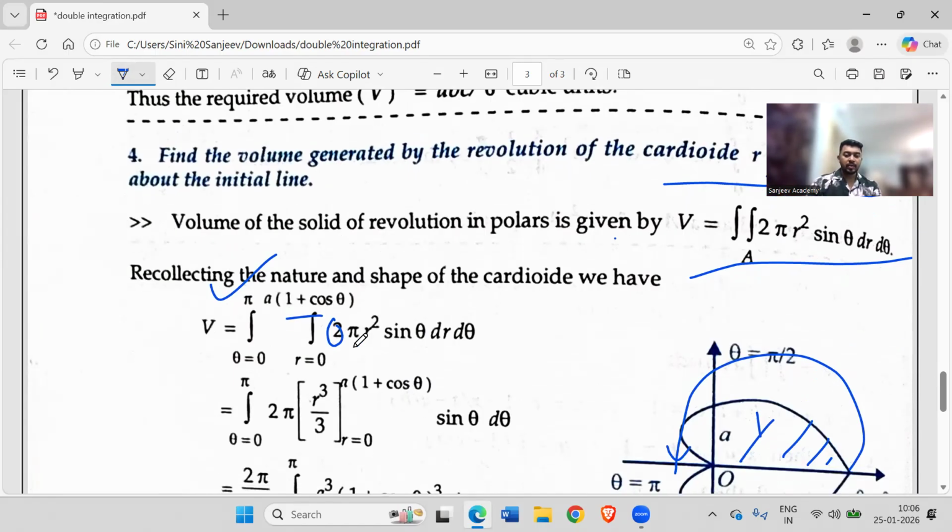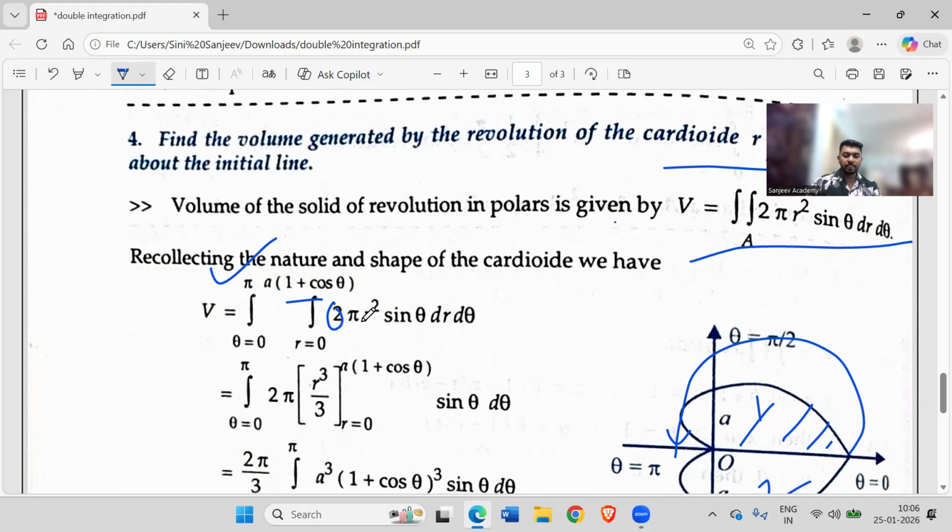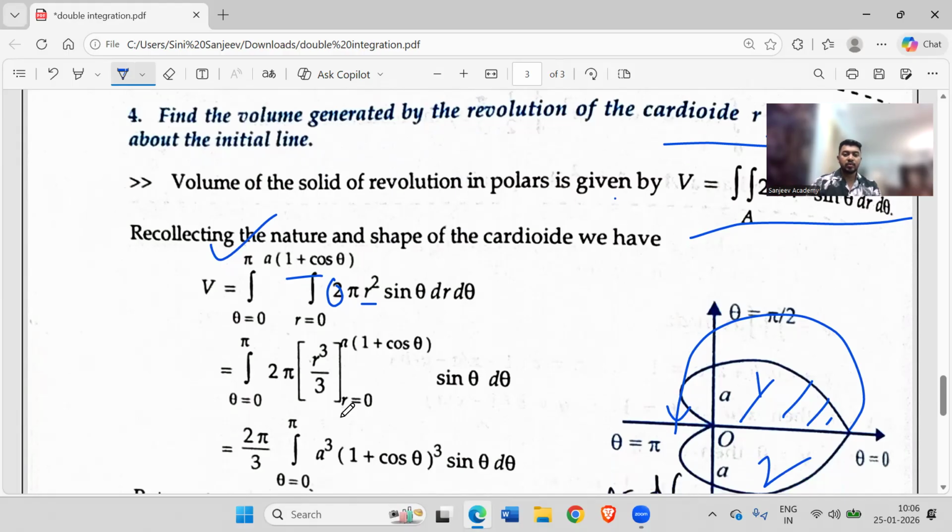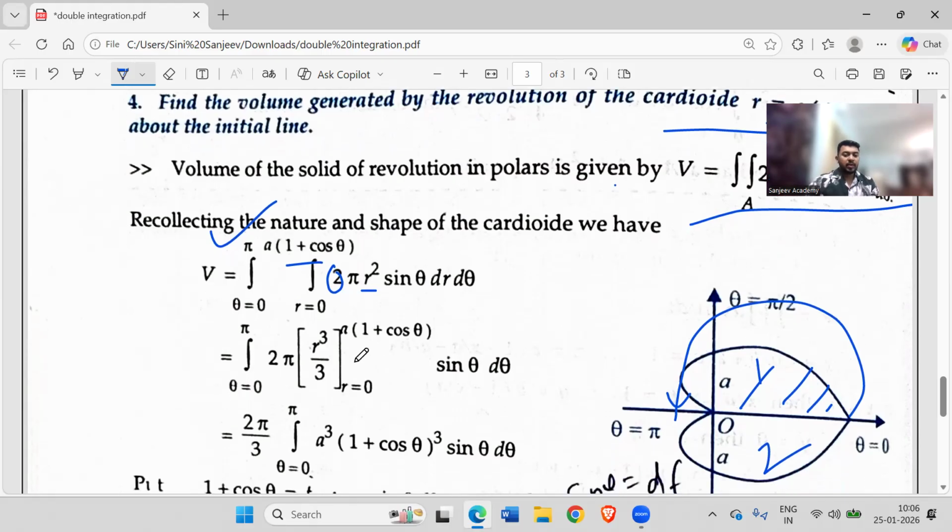Okay. And I'm differentiating with respect to what first? R first. So except R, everything you take outside. So what is the integration of R square? R cube by 3. So what is the R variation? 0 to a into 1 plus cos theta. Okay, lower limit 0, so leave it. And this 3 also I'll take outside.